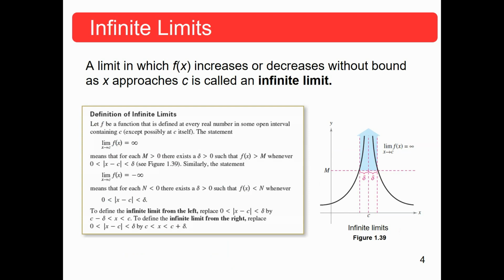So let's look at the formal definition of an infinite limit. Here we've got f is some function defined at every real number in some open interval containing c except possibly at c, which means it doesn't have to be defined at the point c. The statement that the limit of f of x as x approaches c equals infinity means that for every M greater than 0, so we're talking about every y value, this is going to be a y value that we call M that's positive, there does exist some delta that's greater than 0, such that the function is always going up whenever we look at this interval around c that is delta width long.